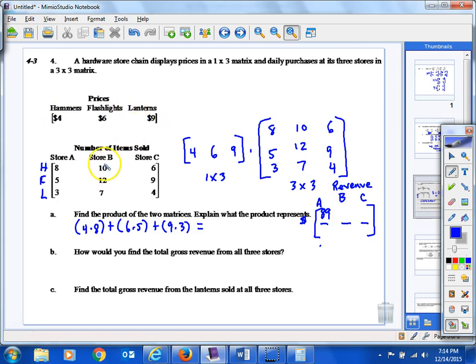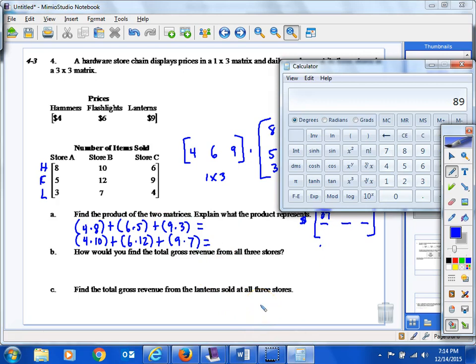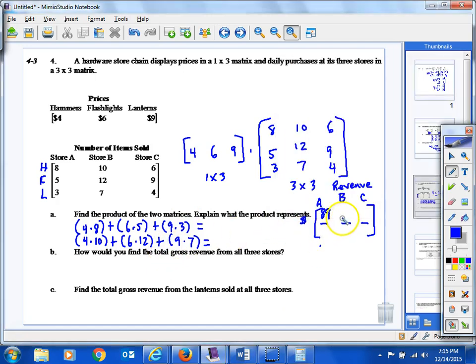It's the same prices, but the items that were sold in store B. So $4 per hammer times 10 hammers sold. $6 per flashlight times 12 flashlights sold. And $9 per lantern times 7 lanterns sold. 40 plus 72 plus 63 is 175.